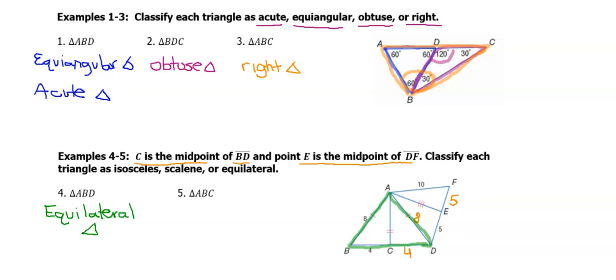Moving on to ABC. That's going to be this one out here, A, B, C. I have an 8 and a 4, so those are not congruent. And then the markings that have 1 and double down here show that all of them are going to be different. So that's going to be a scalene triangle.